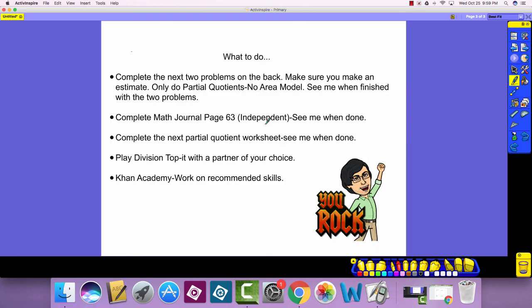All right, so now what to do? Complete the next two problems on the back. Make sure you make an estimate and only do partial quotients, please. See me when you're done with those two problems. When you're done, if you have not finished Math Journal page 63, please finish that journal page. And again, see me when you're done. Then complete the next partial quotient worksheet and see me when you're done after that. And then finally, play Division Top It with a partner of your choice. And after you're done with a game of Division Top It, work on some Khan Academy skills.